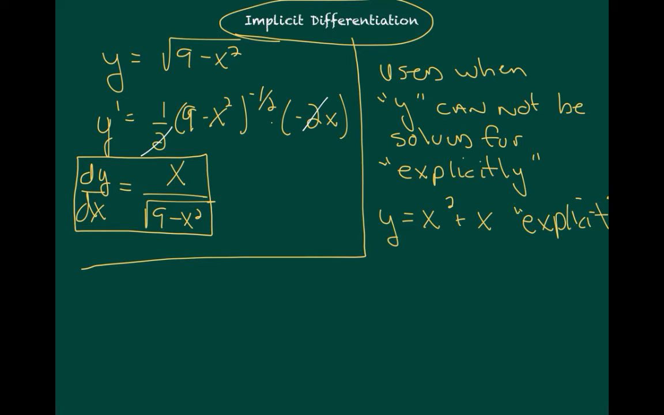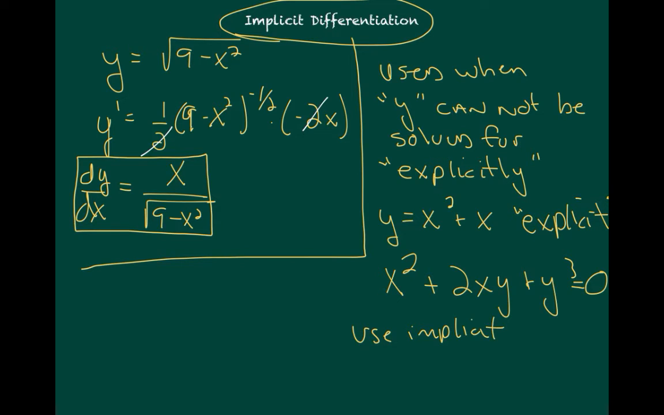But something like x squared plus 2xy plus y cubed cannot be solved for y. Well, let's set it equal to something so you could solve. You can't get y by itself. So we have to use what's called implicit differentiation. And let me show you how that works.